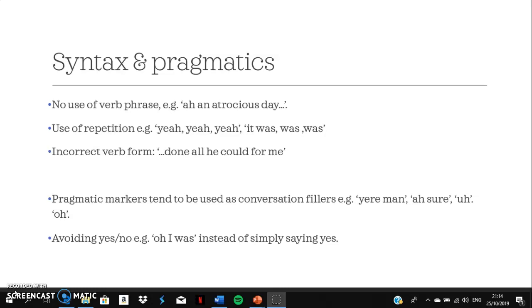The use of incorrect verb form is also evident from the Irish English speakers heard. Instead of using the correct word, which is did, the speaker says done. This is an example of language ideology, which will be discussed later in the video.